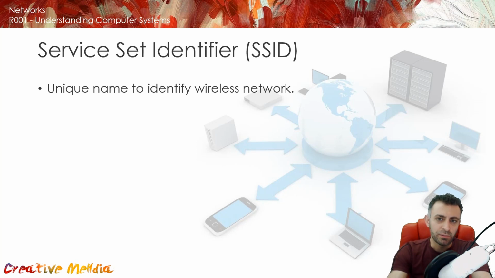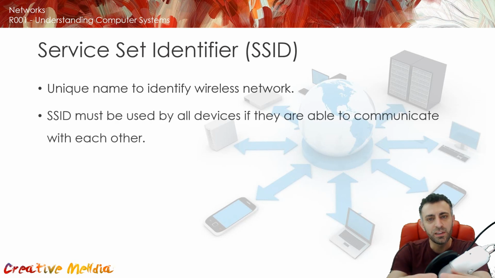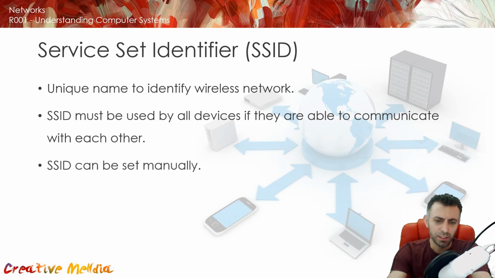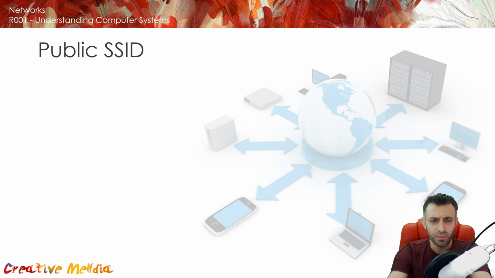They can either hide their SSID or make it public, depending on what setting they have set in their router. The SSID must be used by all devices to connect to that particular wireless access point. To connect to that wireless network, you have to set your SSID. And as we discussed, again, you can go to the router and set it manually to a specific name. We're going to look at an example of that at the end of this video.